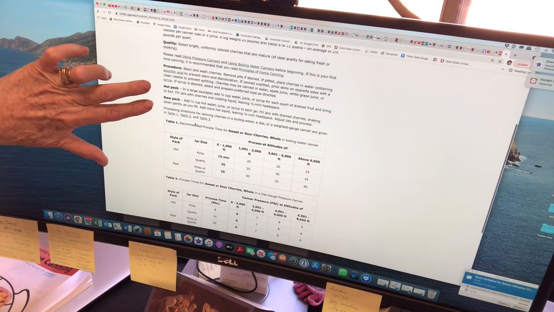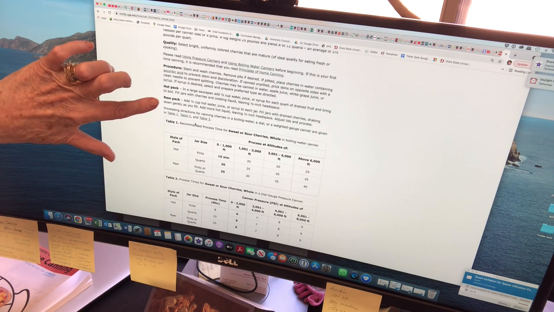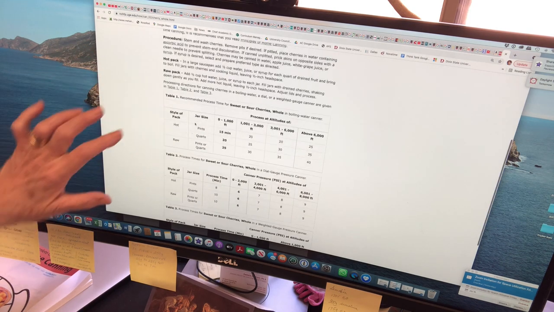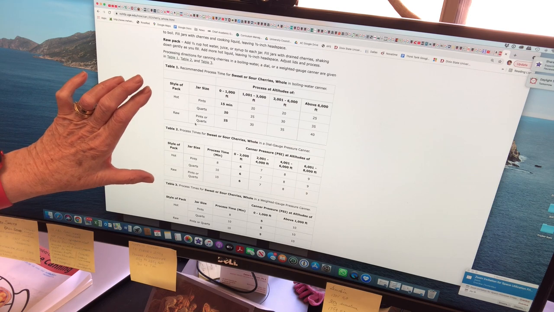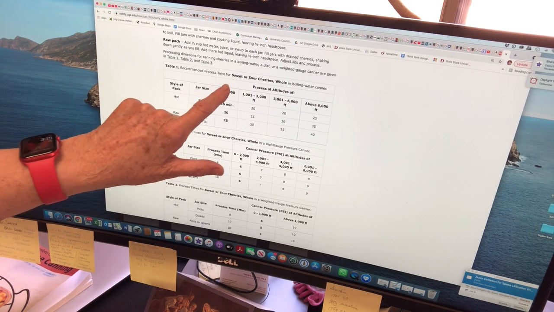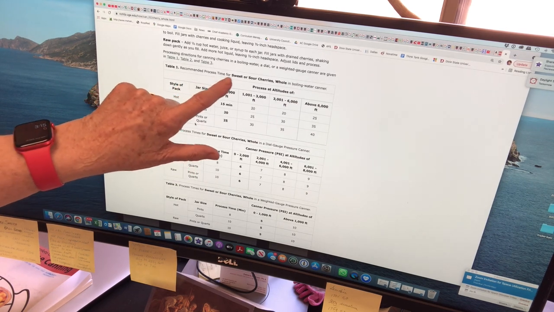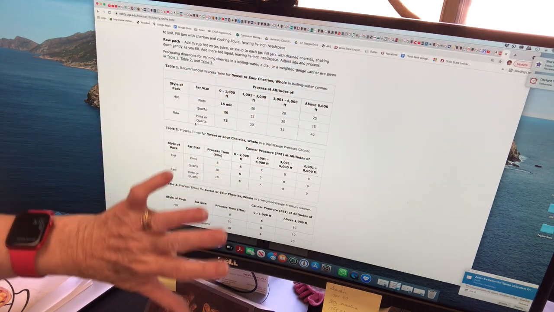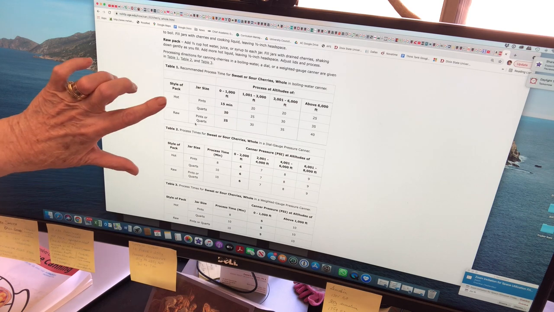Then they give us two choices. We can either hot pack or we can raw pack it. So either one of those, there's your instructions right there. Then here are the canning tables. This is recommended process time for sweet or sour cherries in a boiling water canner. That's great. So we can go here.